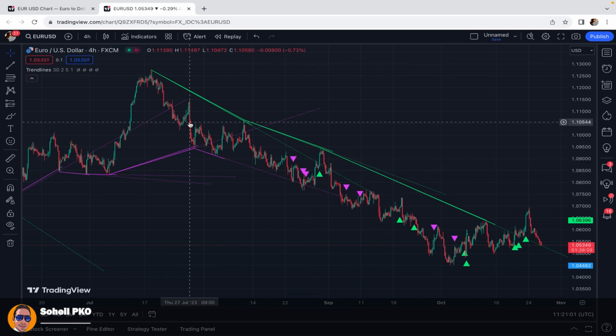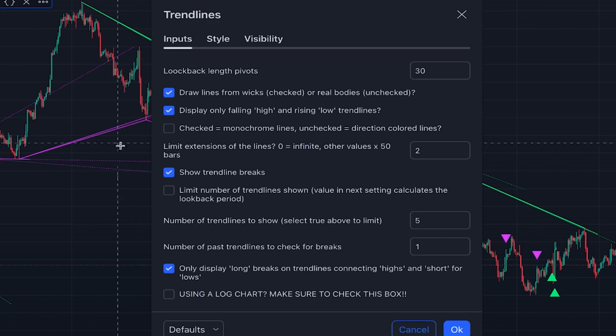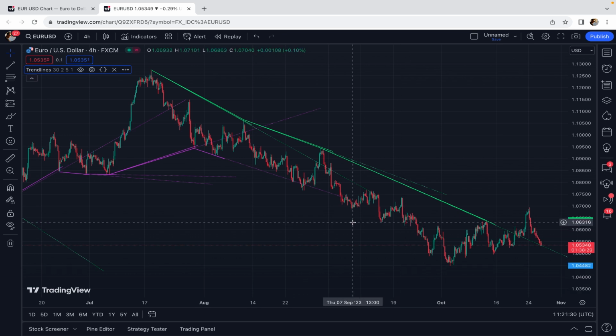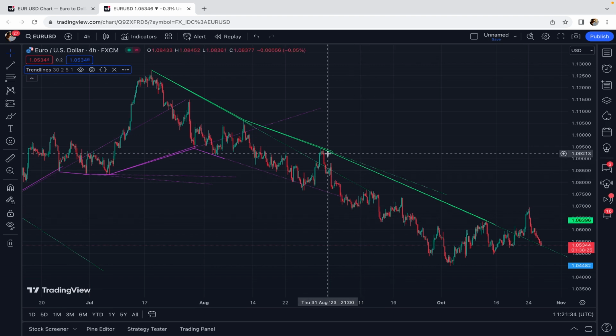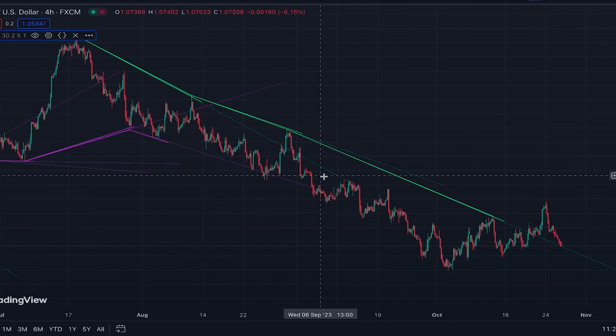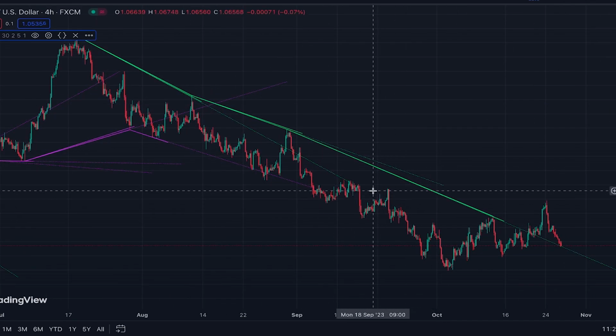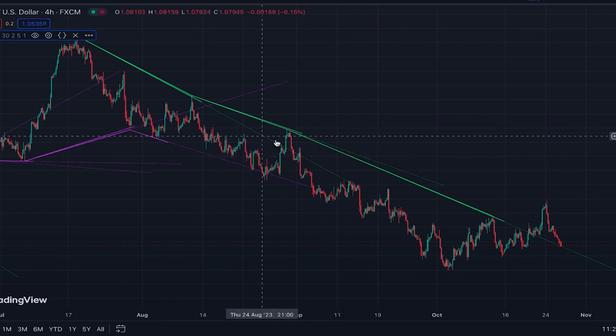So better turn it off here in the settings by unchecking show trend line breaks, because as I said earlier in this video, we're not going to use these indicators as buy sell signals. They are just a guide on the significant levels of the market. This indicator, as you can see, is showing all the trends that the market has experienced, whether short term or long term.